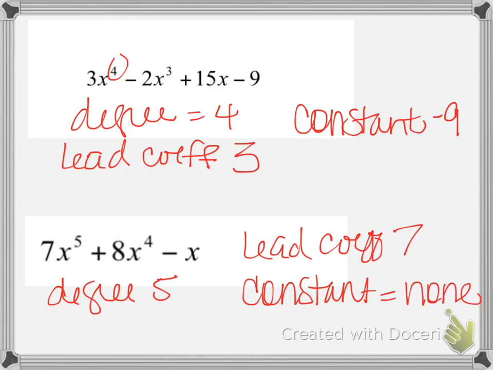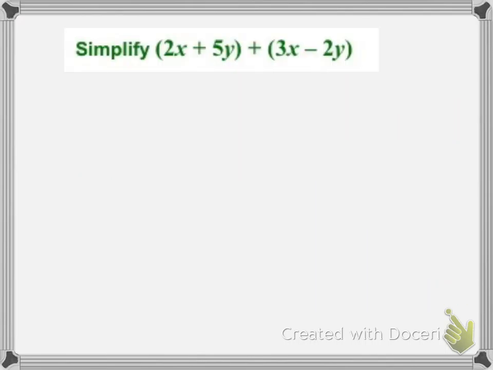Now, let's move on to adding and subtracting. Here we go. Notice that you have two binomials, two parentheses, each with two terms inside the parentheses. As long as we are adding and subtracting, you can just forget about the parentheses. So what we're going to do is regroup, and then combine like terms. That's all this is, combining like terms.